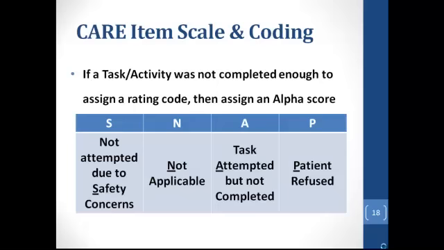For example, if a patient is dependent in upper body dressing and they refuse to attempt lower body dressing, the therapist could probably assign a dependent score to lower body dressing as well based on the natural hierarchy of function. So we have an alpha score system for these instances. S is used when the task is not attempted due to safety concerns. N, if it's truly not applicable to the patient. A, when the task is attempted or unable to be completed. And P, when the patient absolutely refuses to complete the task.